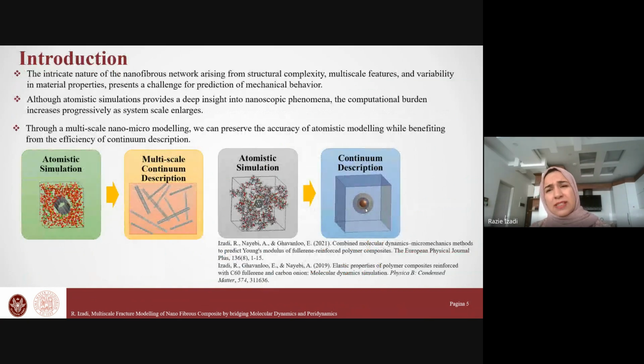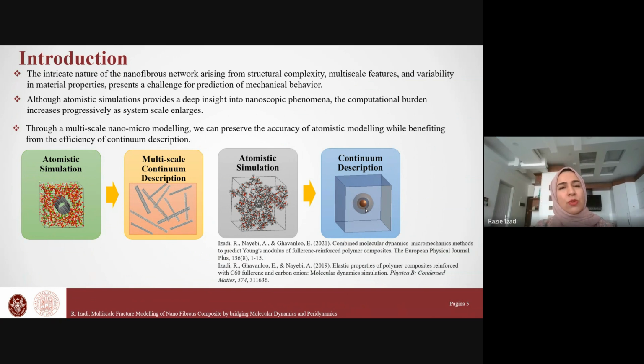Nanofibrous networks, however, have some complexities in their geometrical structures. They have multi-scale features, and they can have variability in their material properties. These features make it difficult to predict the mechanical properties of these structures properly. With atomistic simulation, we can provide deep insight into the mechanical behavior of these fibrous networks. However, the problem is that when the size of the system increases, severe computational expenses are imposed on the problem.